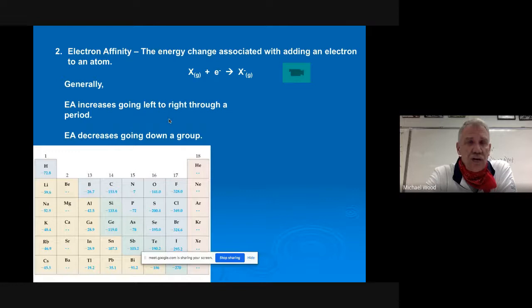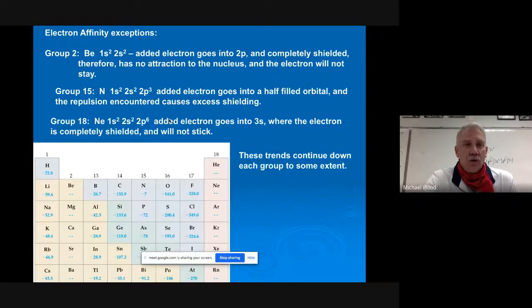If you notice, these values are negative, which means it's exothermic. When something becomes more stable, energy is given off. When bonds form, we'll talk about that next semester, we'll probably talk about it in January. But it'll be negative, and the bigger negative it is, the more stable it is. So that's what this is saying: the energy change associated with adding an electron to an atom, and it's exactly the same trend as ionization energy. So I'm not going to hold you to the exceptions for this.